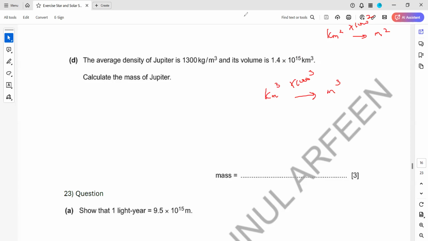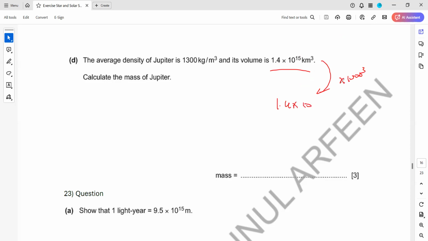So what will we do? We'll multiply this by 1000 cubed. So this will become 1.4 times 1000 cubed, which means 9 zeros. So it means 10 power 15 plus 9, which makes 10 power 24 meter cube. This will be meter cube because the density was kilogram per meter cube, so the volume must be in meter cube.